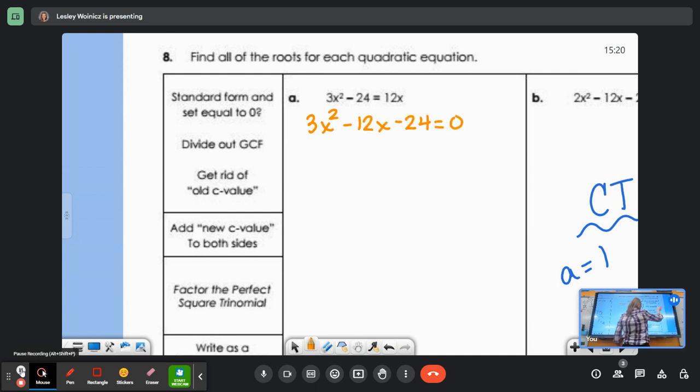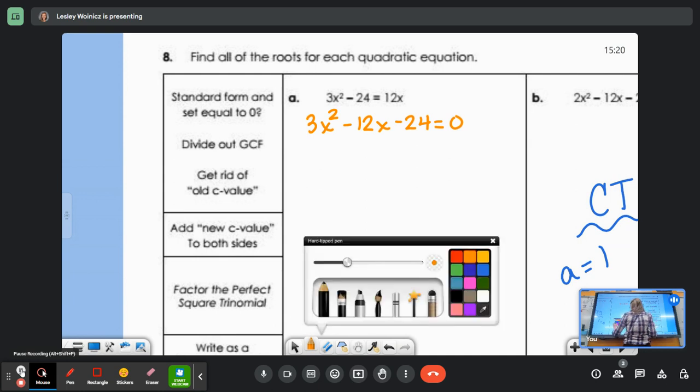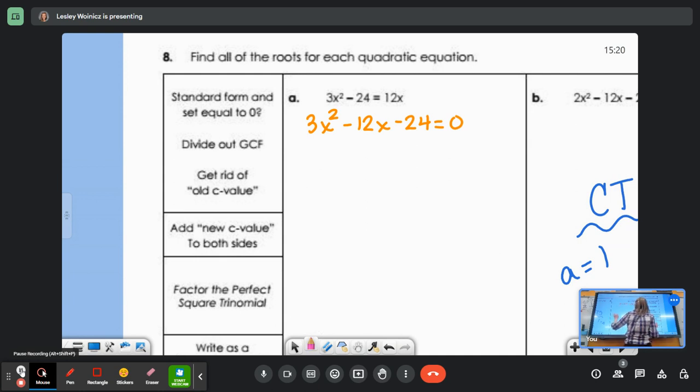Okay, next, divide out a GCF. Is there anything we can divide away and make our lives easier? 3. Divide everything by 3. Even the 0. Especially 0. X squared minus 4x minus 8 is 0.